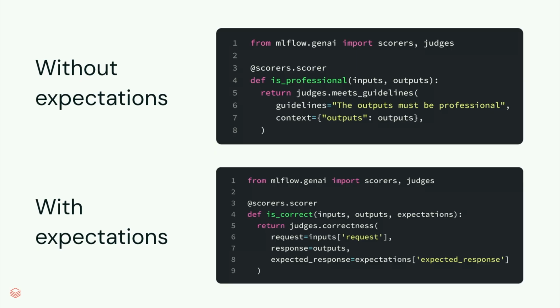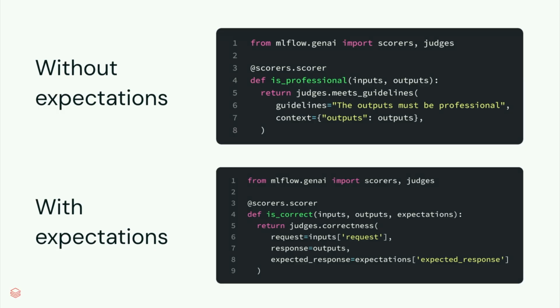So if I want to define a professionalism scorer, I can call our guidelines judge, and I'm using judge and scorer, these are two separate concepts. Scorers are those four arguments, score a trace. Judges are just functions that can call an LLM. Our guidelines judge, which is part of Databricks Managed MLflow, lets you do things like say the output must be professional in plain English, and it will go and judge whether that output matches that guideline. Okay, so that's without expectations. That's the rest of this talk.